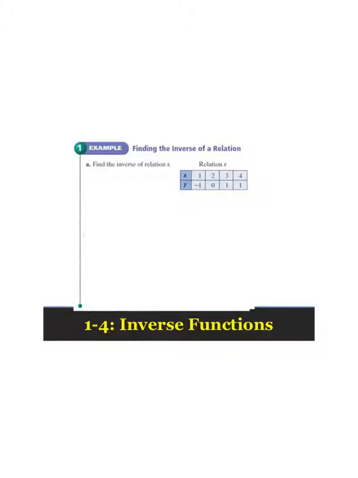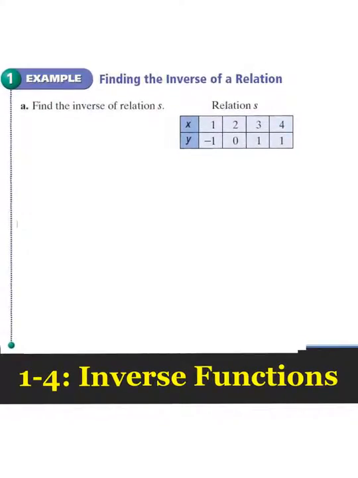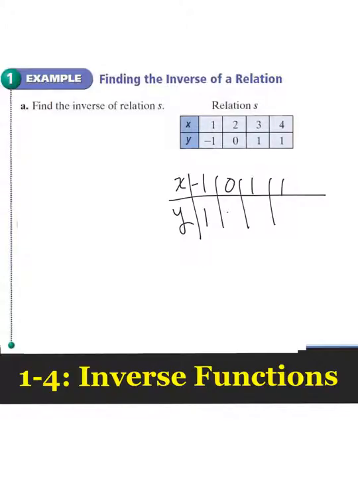All right, so finding the inverse of a relation. So let's make this bigger. There we go. So to find the inverse of relation S, we're just going to switch the x and y. So it's pretty simple. We're going to have x and y. I'm just going to swap the x and y. So my x is now becoming -1, 0, 1, and 1. And my y is going to become 1, 2, 3, and 4.